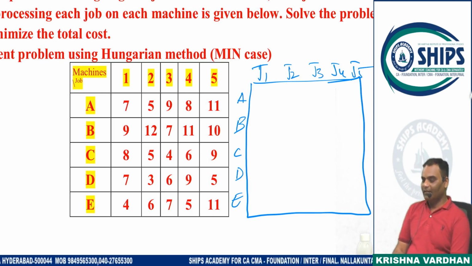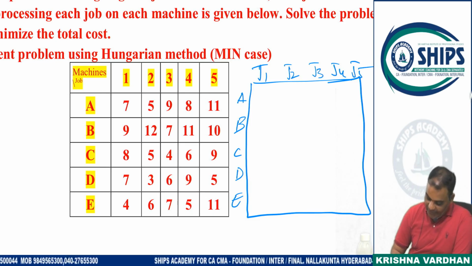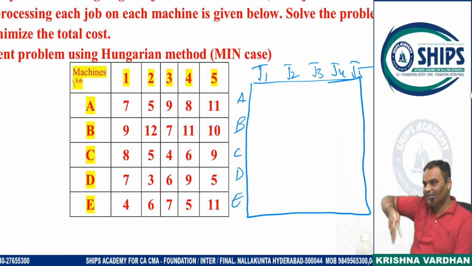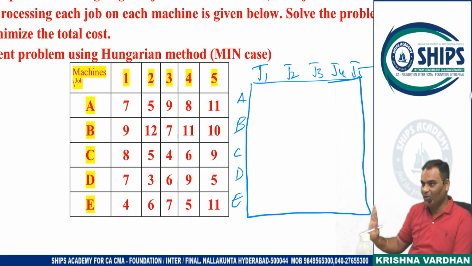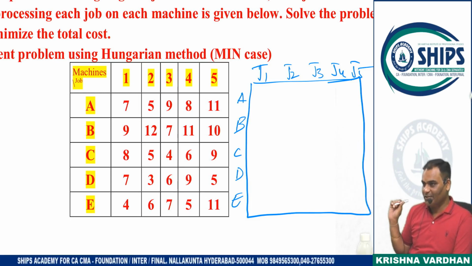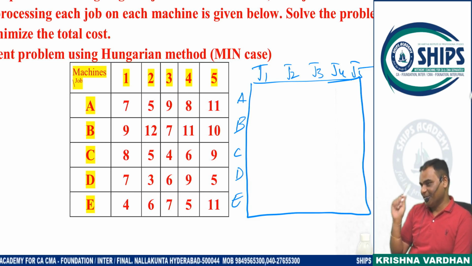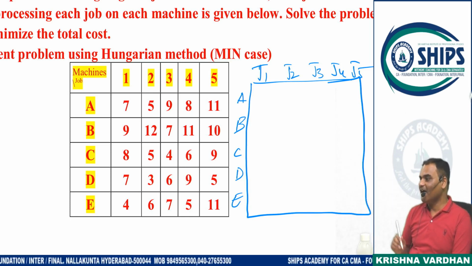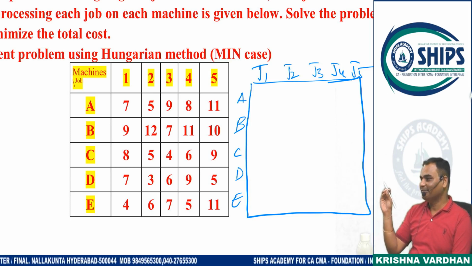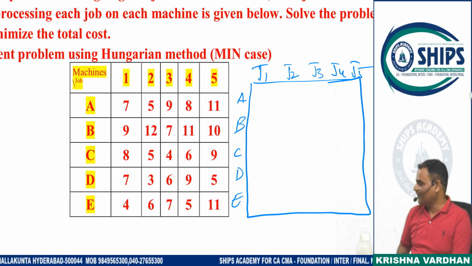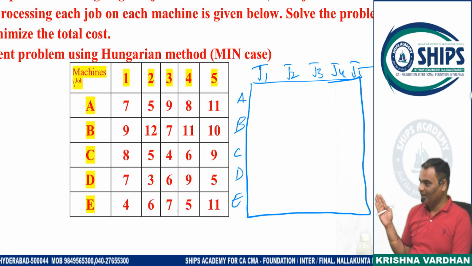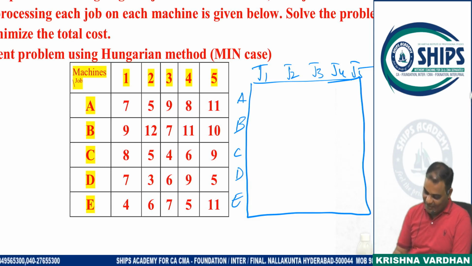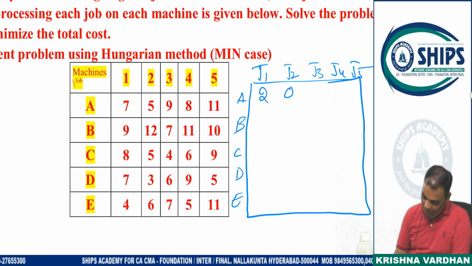Okay? Listen carefully. Rows means A, B, C, D, E are rows. Columns means J1, J2, J3, J4 are columns. Any doubt here? No. Listen to the instruction. We need to always start from the first row. Which is the first row here? A. In row A, identify the minimum number, 5. Subtract this minimum number from all other numbers in that row. First one is 2, 0, 4, 3.